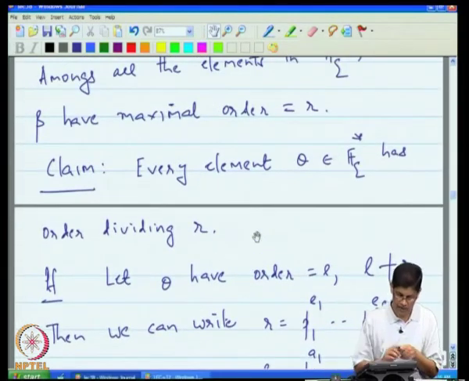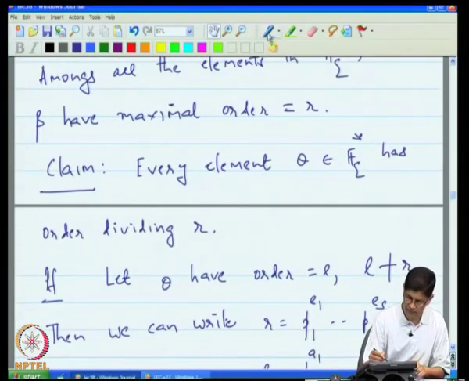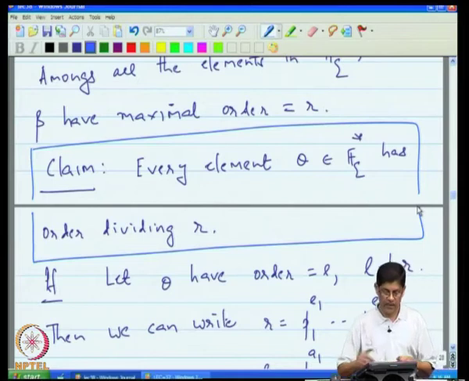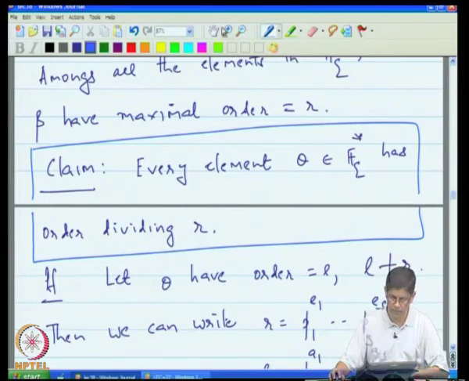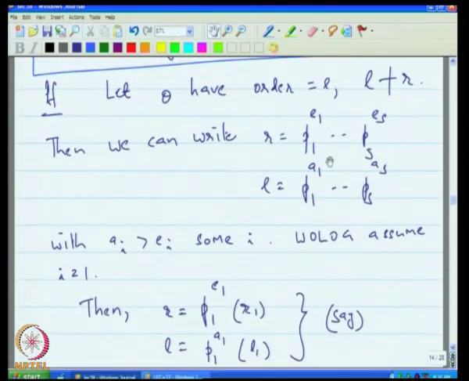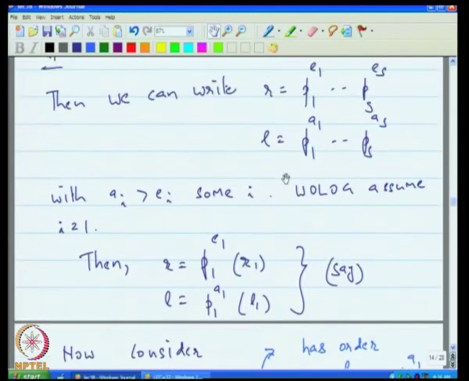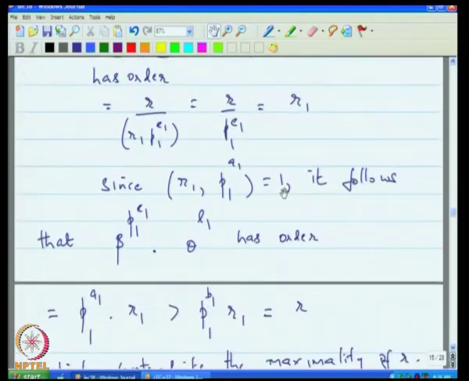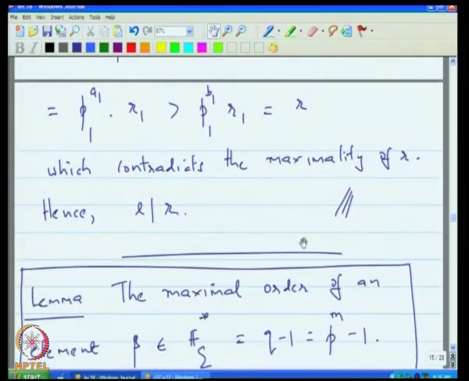So every element has order that divides r, and the distinguishing feature of r, just to keep in mind, is that it is the maximal order of a non-zero element. And again, there is a proof written out here. The proof is again technical, so I will skip it, but it is written out in case you want to follow through with the details.